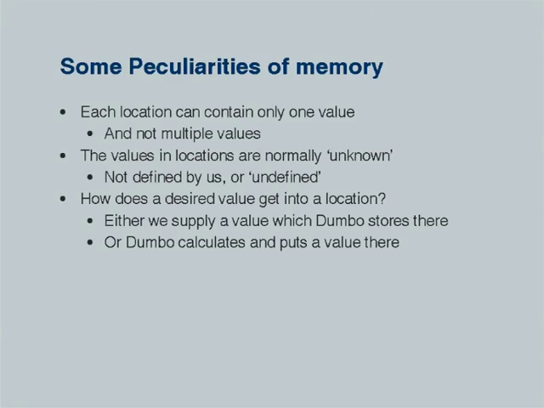So unique names are required to identify values. There are some more peculiarities of this memory. Each location can contain only one value and not multiple values. This is so different from a piece of paper which I have shown lying inside that drawer.